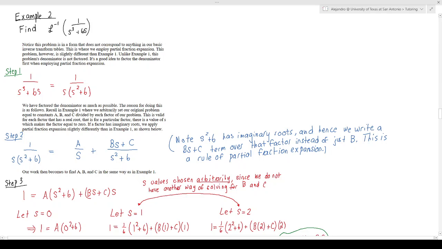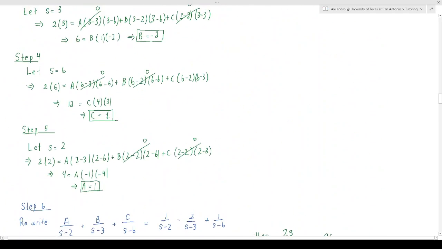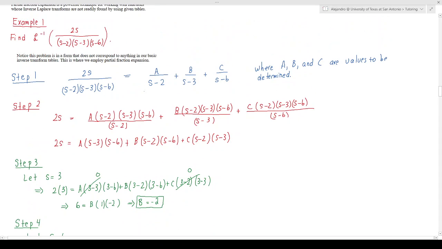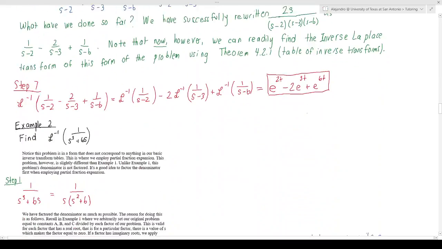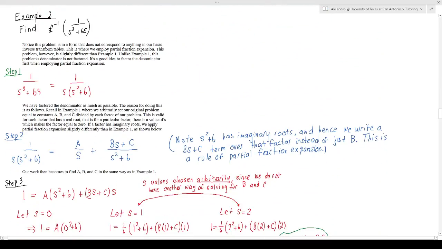A partial fraction expansion has much more to it than what we used in that previous example, and we'll see that up here, where we simply wrote this whole term, 2 over (s minus 2) times (s minus 3) times (s minus 6), as a sum of arbitrary constants over the factors of the denominator. So we'll see a little bit of a difference in the way we approach this problem.